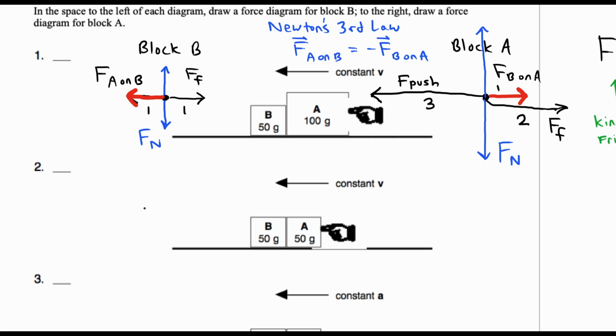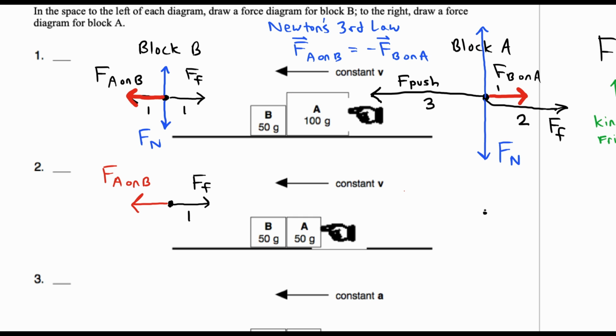When it comes to number 2, we would really see the same kind of thing as above. There would be a friction force of size perhaps 1 acting on B. There must be a forward force pushing it forward. We're still at constant velocity, so it's the same kind of drawing.